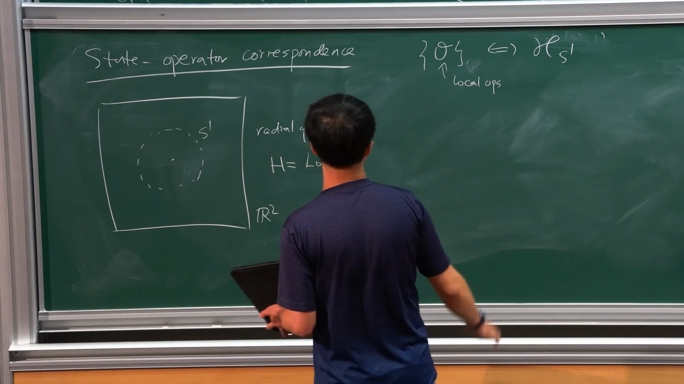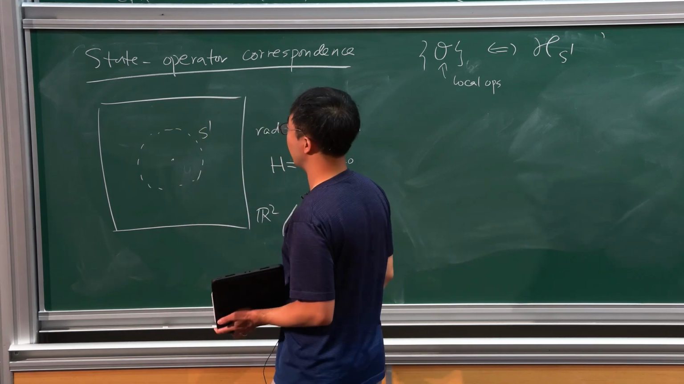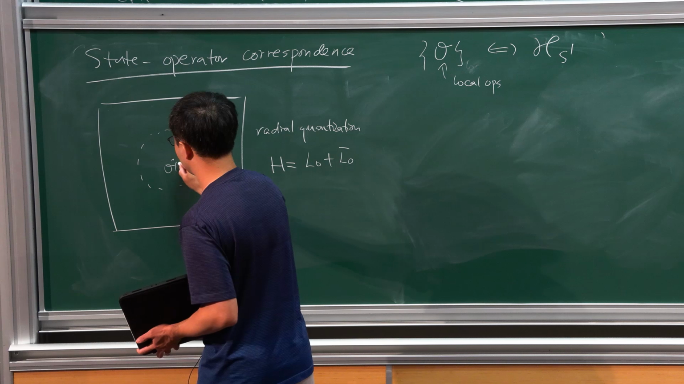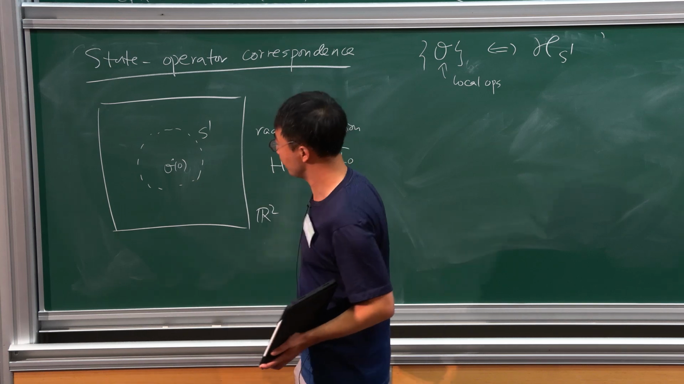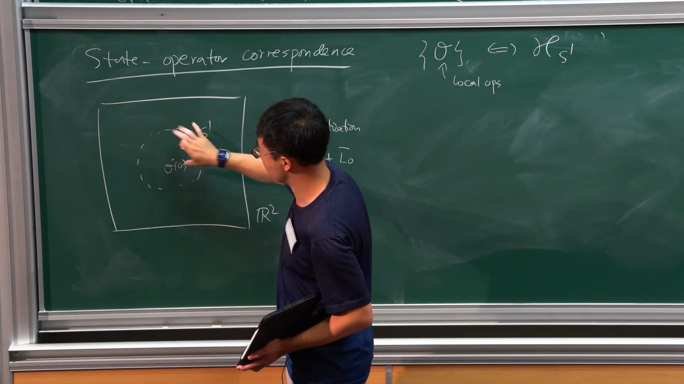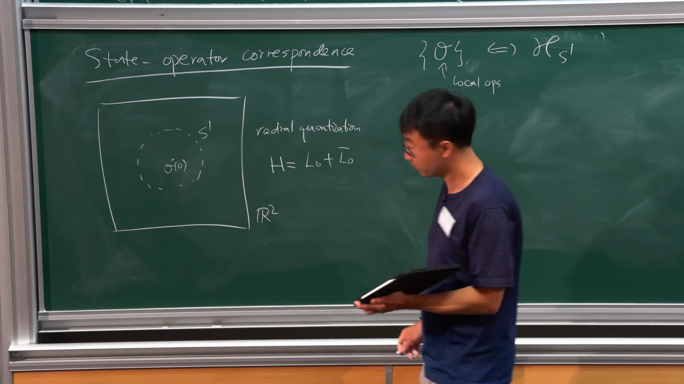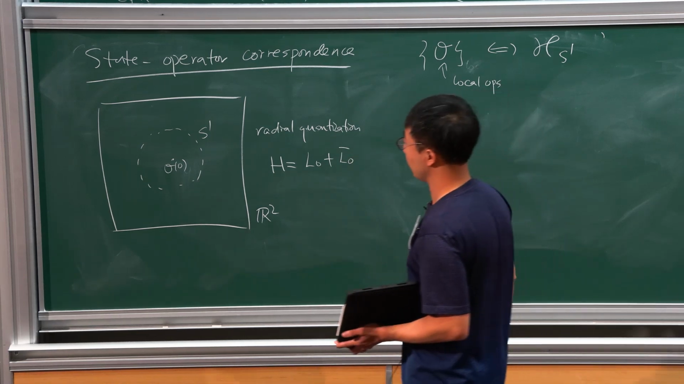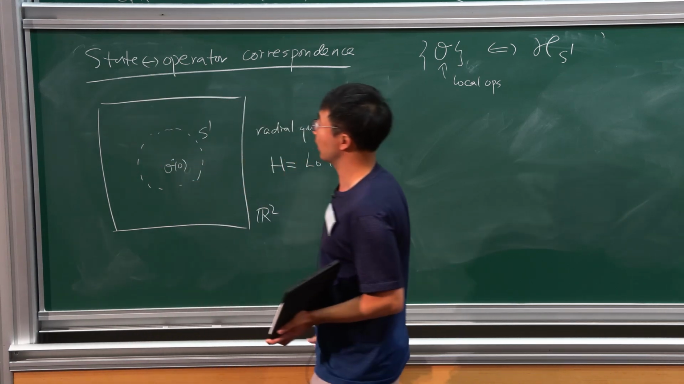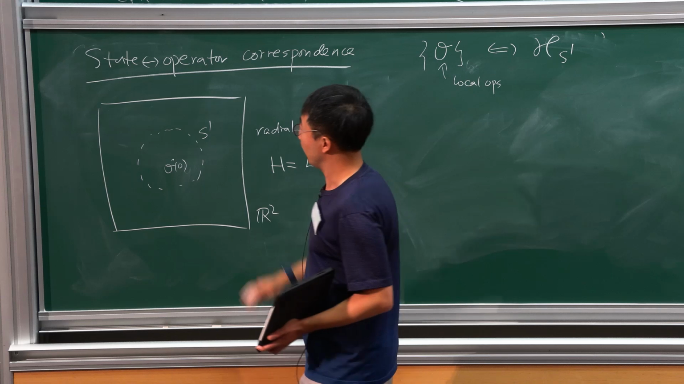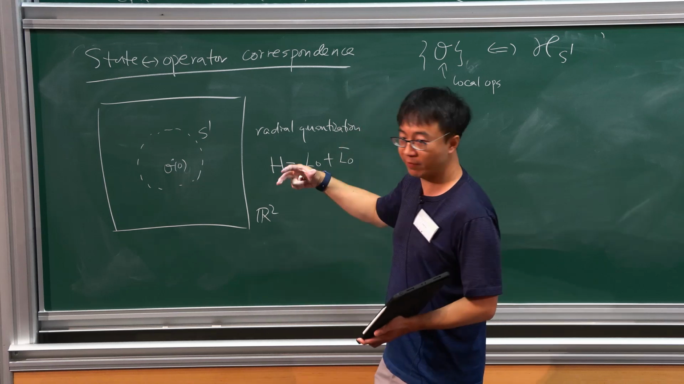Okay? And the state-operator correspondence is a statement that states on this S1 can be constructed by inserting local operators at the origin. The corresponding state can be thought of in the path integral language as the path integral over this region with a boundary condition specified by this local operator at the origin. That gives you one direction, constructing the state from the local operators at the origin. And you can reconstruct such local operators by starting from a state on this S1 and then evolving backwards.